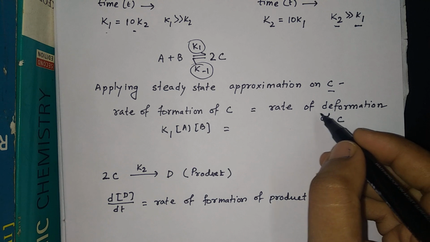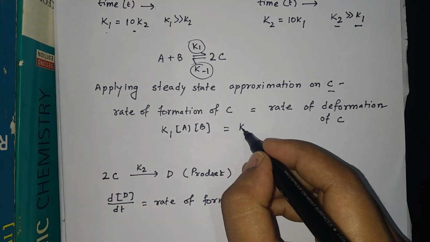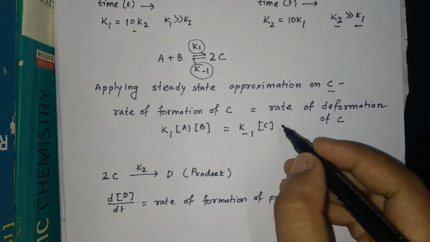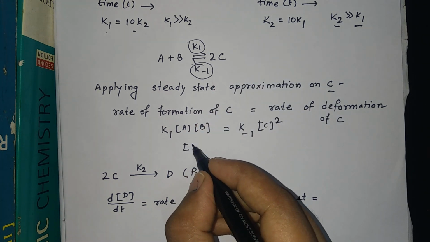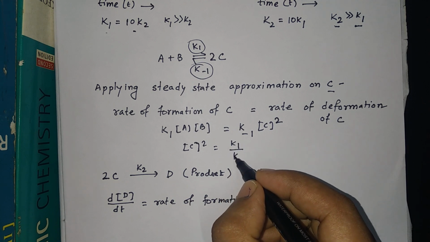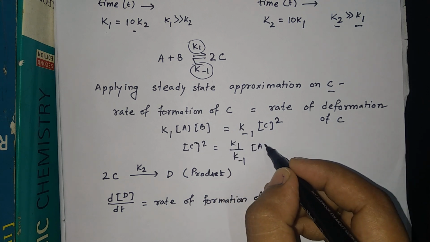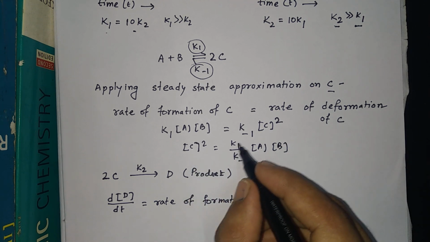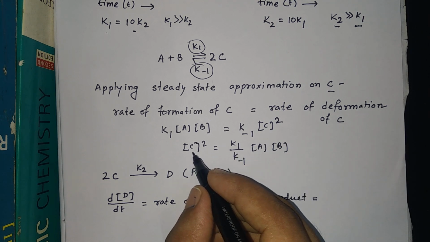And the rate of decomposition of C means the backward reaction. That means K minus 1 and C, and it has a stoichiometry of 2, so C square will come. Therefore C square is equal to K1 by K minus 1 into A into B. So guys, now if we take the square root of this, then we can get the concentration of C.